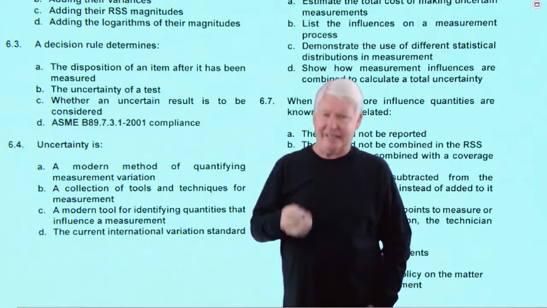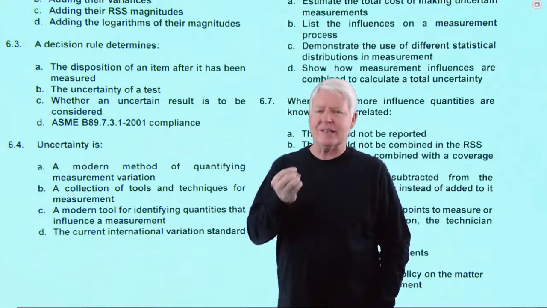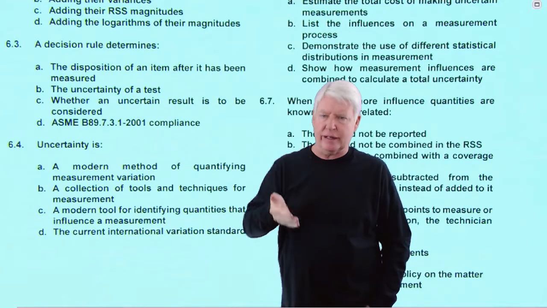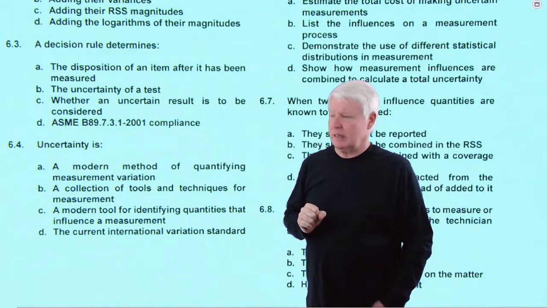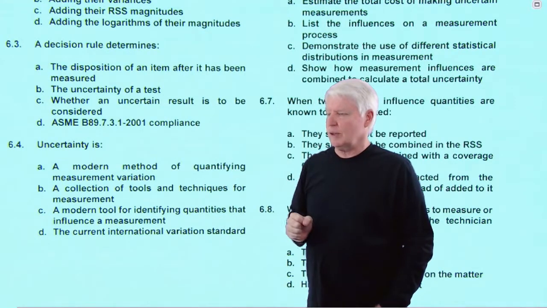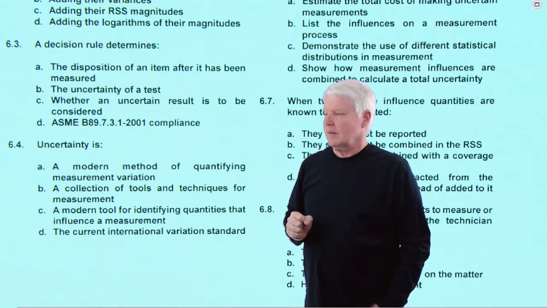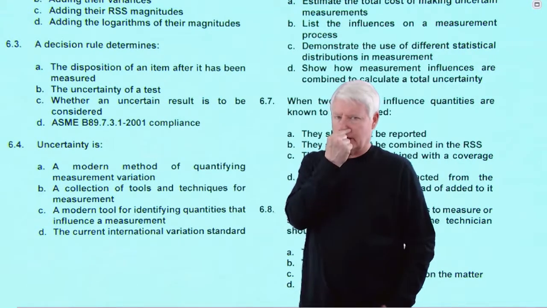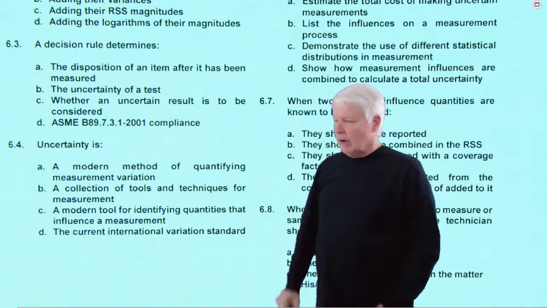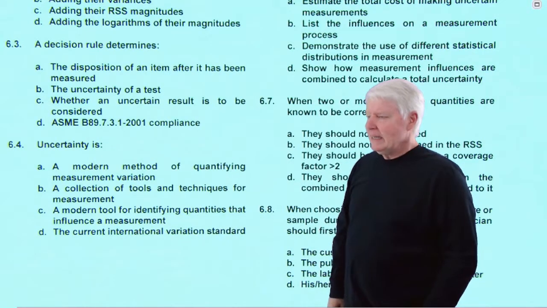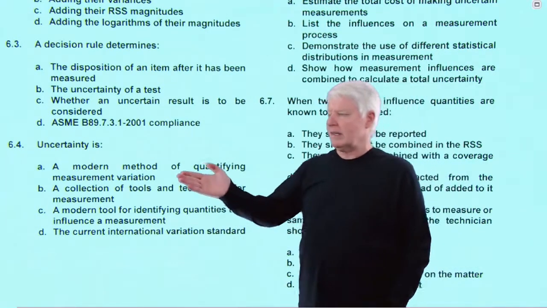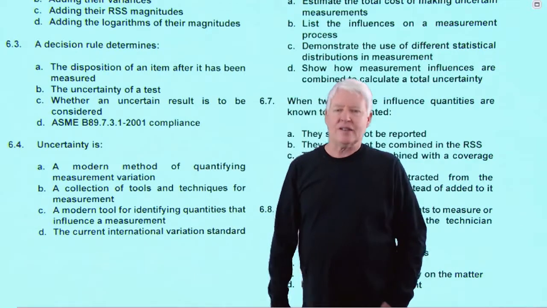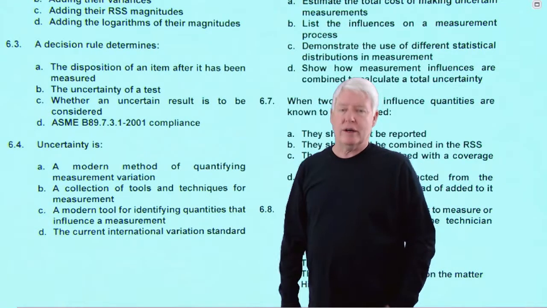6.4, uncertainty is. Okay, remember, uncertainty is standard deviation or variance. A modern method for quantifying measurement variation. Yes, it is that. A collection of tools and techniques for measurement. No, it has to have variation in there because that's what uncertainty is. A modern tool for identifying quantities that influence a measurement. No. The current international variation standard. No. The best answer here is A, and that is correct, no doubt. Let's move on to question 5.